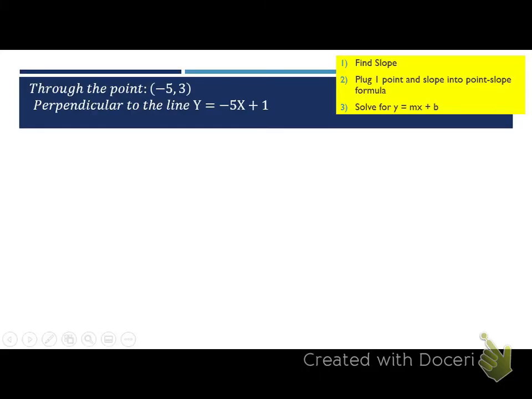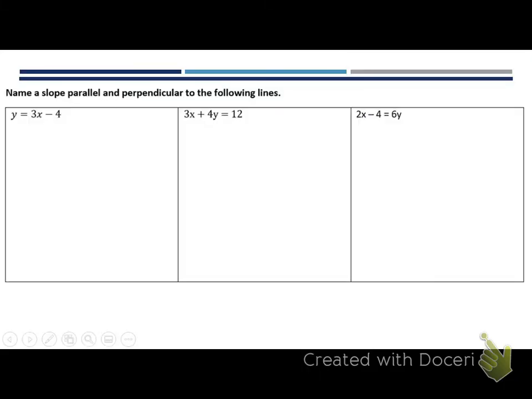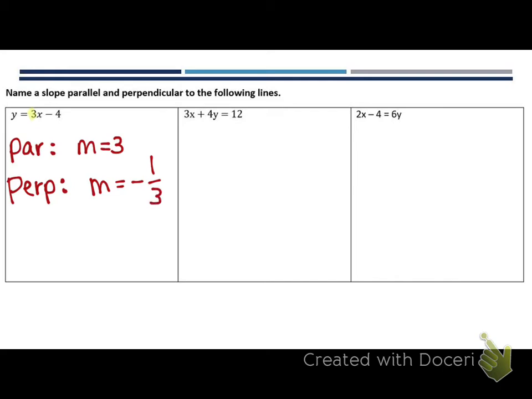At the bottom, we practice naming a parallel and perpendicular slope before we move on to the last concept. So the first, is it written in a way I can figure out the old slope? Yes. What is the old slope? 3. All right, so what is parallel? I'm going to write PAR. What is parallel to 3? 3. So m would be 3 because m represents slope. And then what would be perpendicular to 3? -1/3. So the opposite sign, and then you flip it.